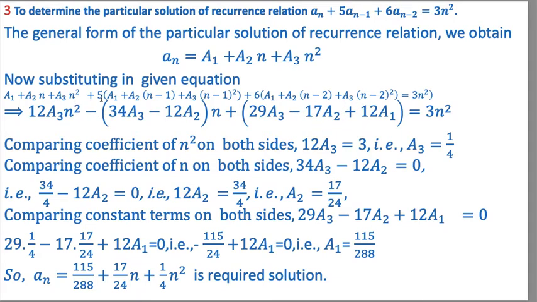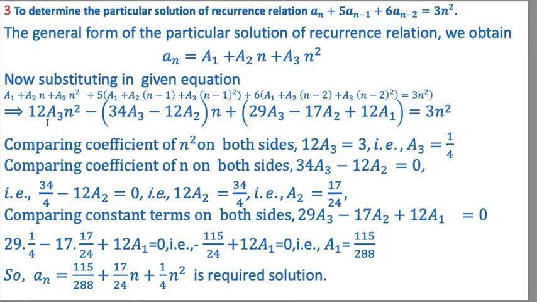Then the a3 terms. So for a3 terms, here we have n square plus 1 minus 2n. So the constant term is plus 1 and this is 5. And again the constant term here, for a3, n square plus 4 minus 4n, means plus 4. So plus 4, this is 6. 6 fours are 24 and here it was 5. So 29a3 equal to 3n square.